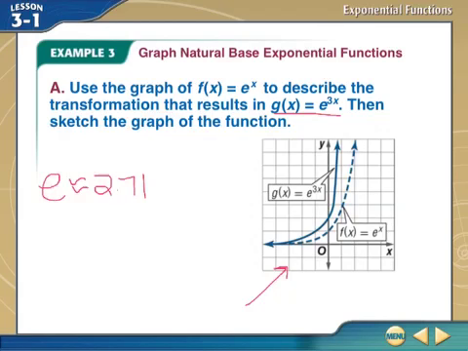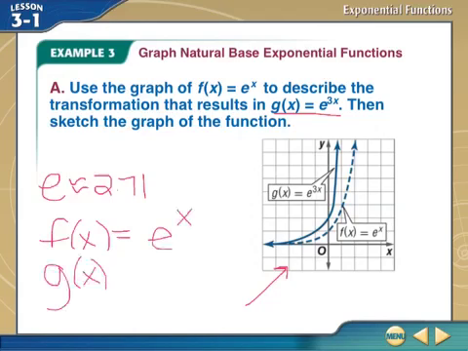So what am I doing to f of x to get g of x? What effect does that 3 in front of the x have on the graph? Because if we compare the two functions, f of x is my original function, or what's often called our parent function, and g of x is e to the 3x. The only thing different between these two functions is the 3 in front of the x. How does that affect our graph?